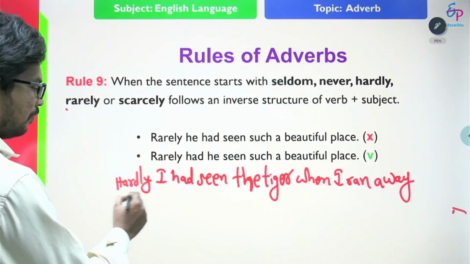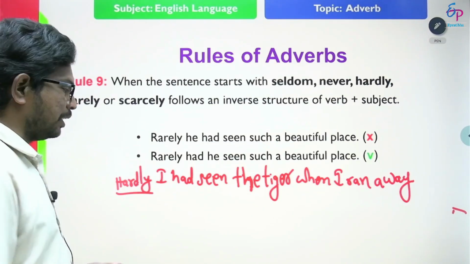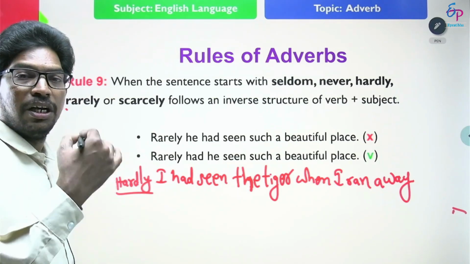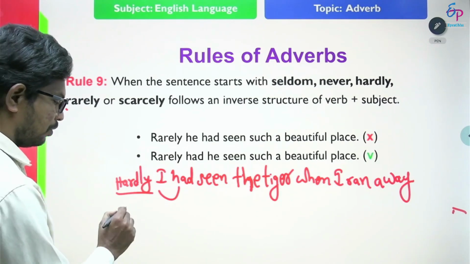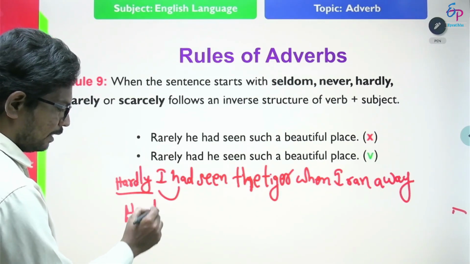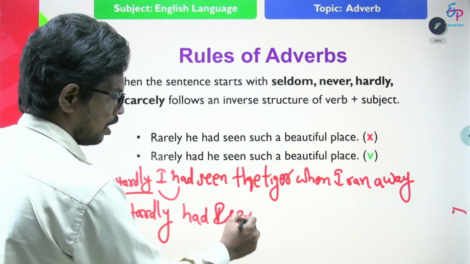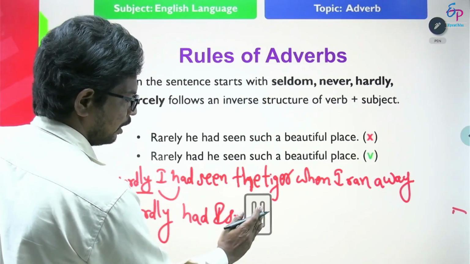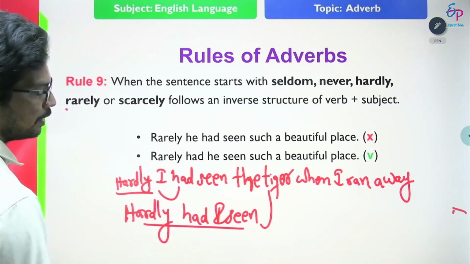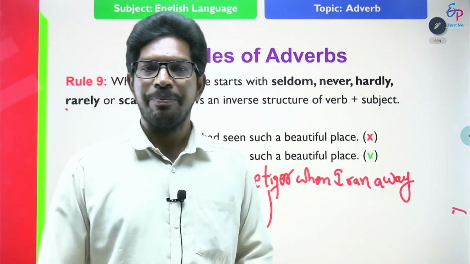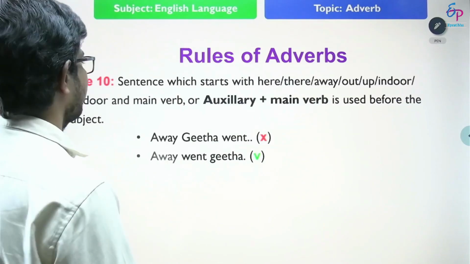The sentence is starting with hardly. What is the correct structure when the sentence starts with hardly, scarcely, seldom, never? The helping verb should come before the subject. What is the correct one? Hardly had I seen the tiger when I ran away is correct. So you understood the rule clearly? Let us see the next rule.